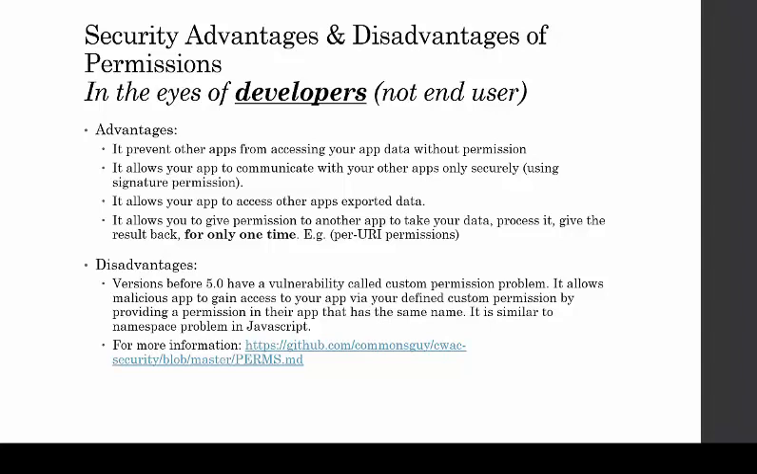Disadvantages: versions before 5 have a vulnerability called the custom permission problem. It allows a malicious app to gain access to your app via your defined custom permission by providing a permission in their app that has the same name. It is similar to the namespace problem in JavaScript.